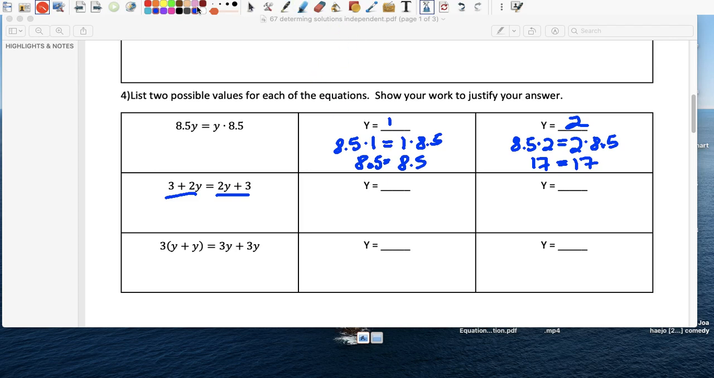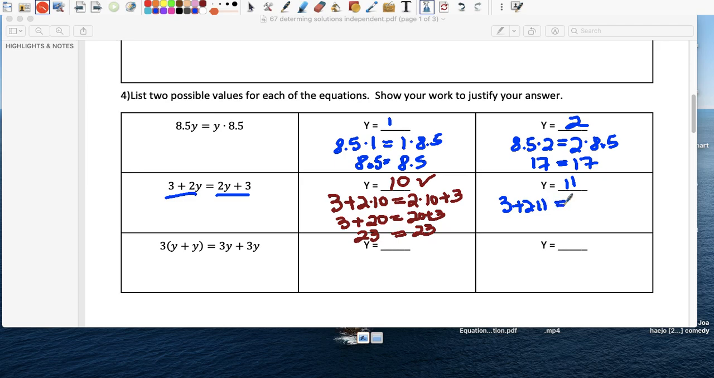So let's try 10. I'm going to show you. So we get 3 plus 2 times 10 equals 2 times 10 plus 3. 3 plus 2 times 10 is 20, and 3 plus 20 is 23. On the other side, 2 times 10 is 20 plus 3, and what do we get? 23. So 10 is okay. Let's try another number. I don't know. Let's try 11. 3 plus 2 times 11 equals 2 times 11 plus 3.